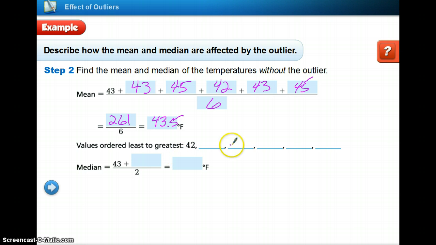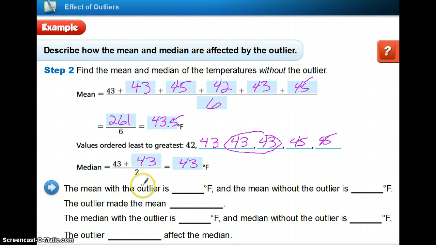And if we want to find the median, again, we have to put them in order from least to greatest. So we have 42, 43, 43, 43, 45, and 45. And to find the median, we have to do the middle. It's an even amount, so we're going to do the middle two numbers, which is here. We add them up, divide by 2, and we're going to end up with 43.